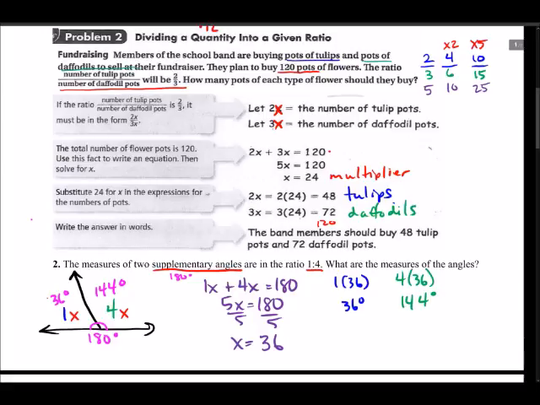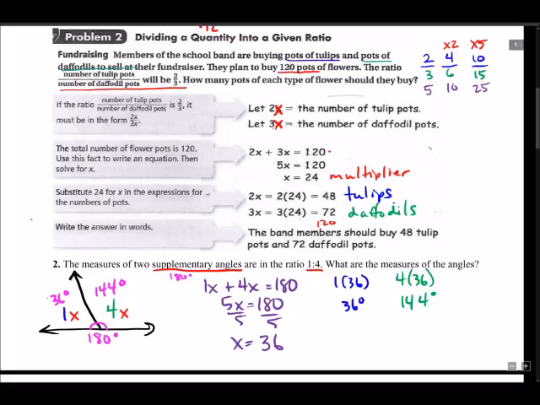This problem says we have supplementary angles in a ratio of 1 to 4. So I drew my favorite supplementary angle, which is a linear pair, and I know that one of the angles is 1 times a multiplier, and the other angle is 4 times a multiplier. And I'm going to find out what that multiplier is so that they both equal 180.